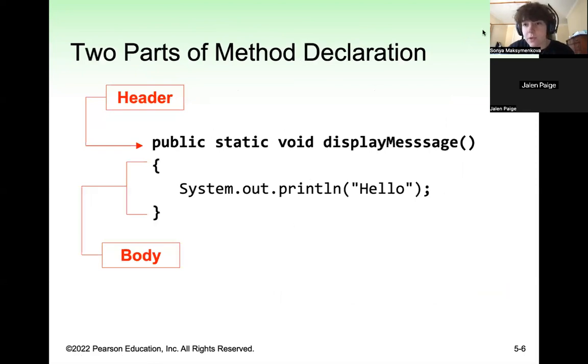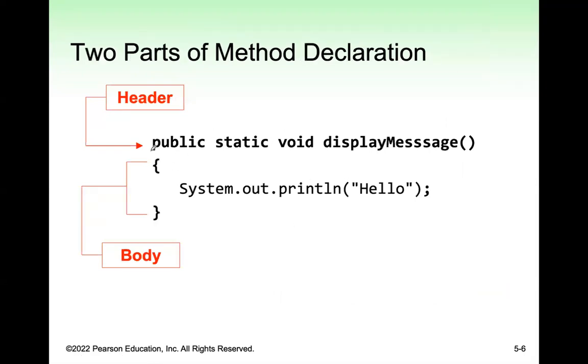Let's look at this example right here. So we have our header right here. The first line right here is our header. And we have to specify all of these things, and I will explain to you what they all mean. For now, just know that whenever you want to specify a void method, you need to have the void word inside of your method header, method definition. So this is just the name of your method. These are parentheses.